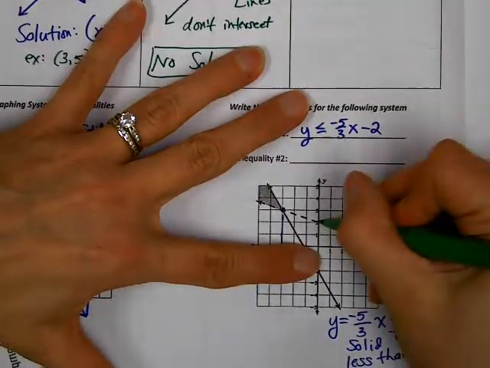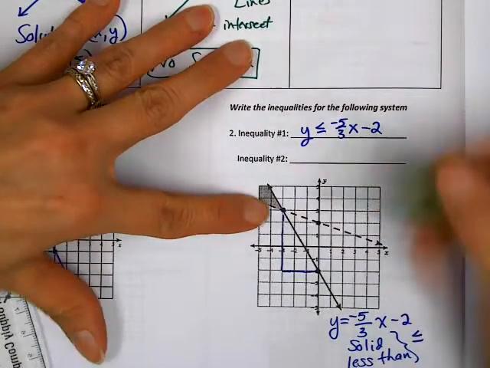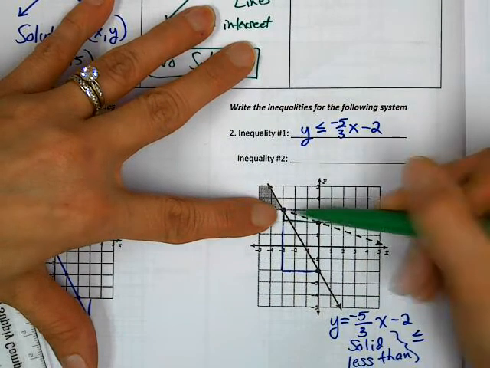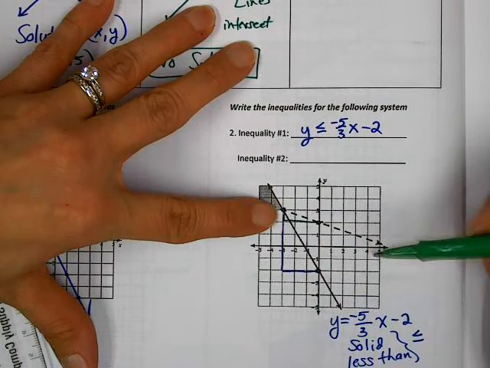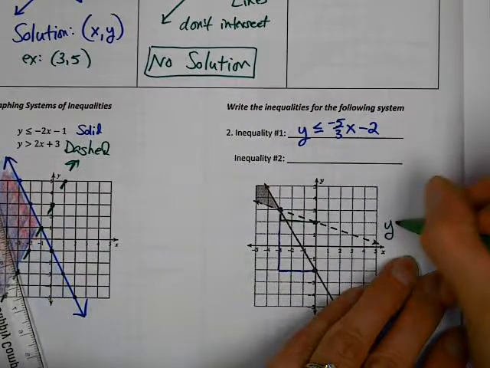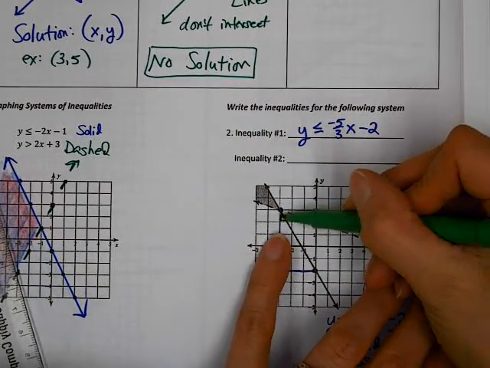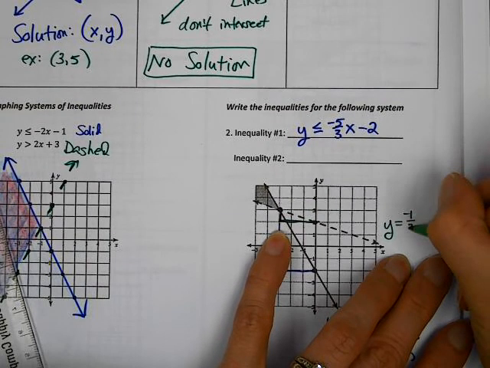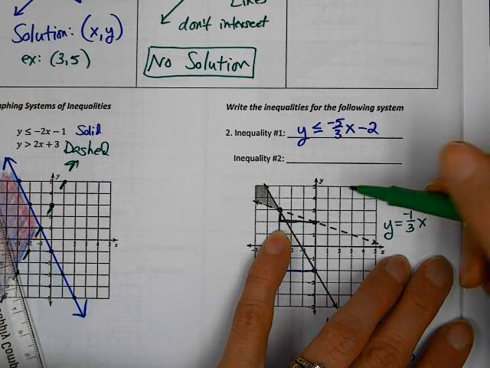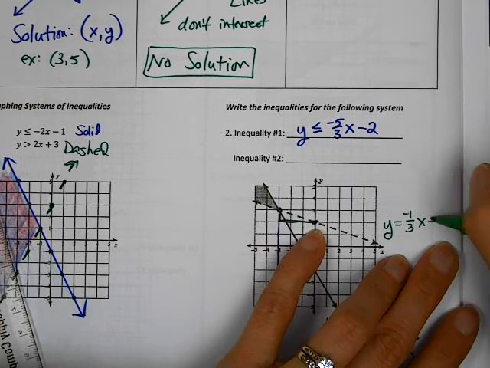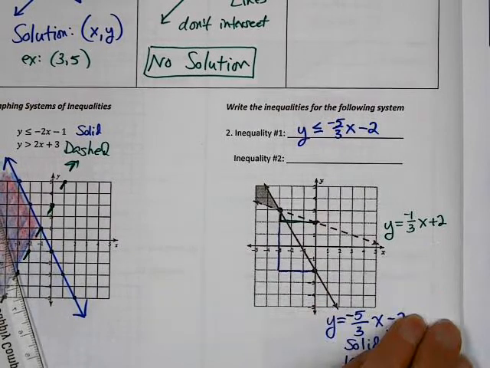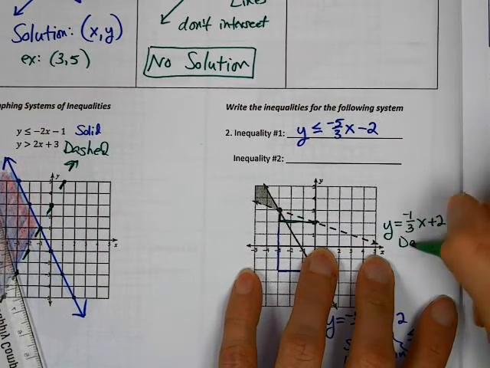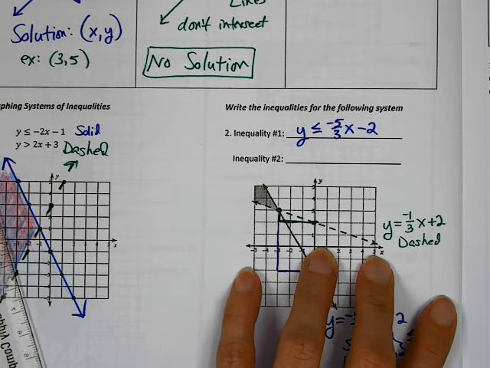So let's find the y-intercept. Let's use this intersection point right here to find the rise and the run. This one's also going downhill. So this equation is y equals down 1 over 3, negative 1/3 x, and the b value is 2, plus 2. When it's dashed, we're going to not use the equal sign.